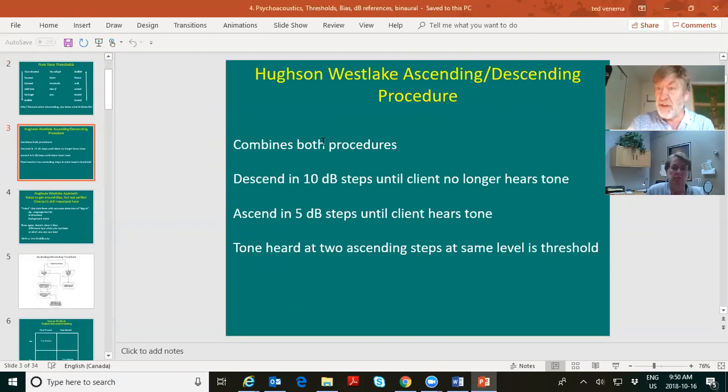What we do is we test at some level, the guy hears it, and if he hears it, say at 60 dB, you go down by 10 to 50. If he hears it, you go down by 10 to 40. If he doesn't hear it, you go up by 5 to 45, say. If he hears it, good, mark it down. Now you're going to descend again, by 10 to 35. He doesn't hear it, go up to 40. He doesn't hear it, go up to 45. Bink, he hears it. Two ascending responses at the same dB level is threshold.